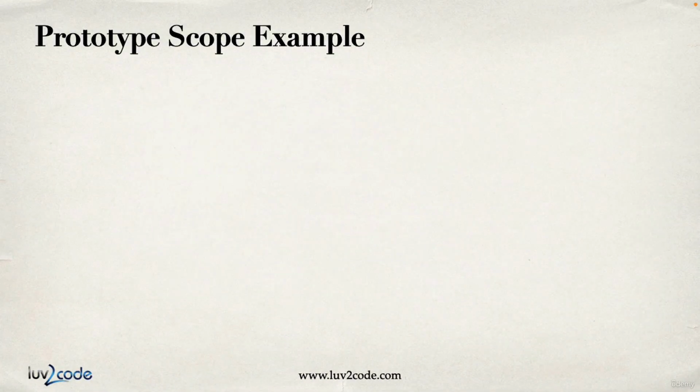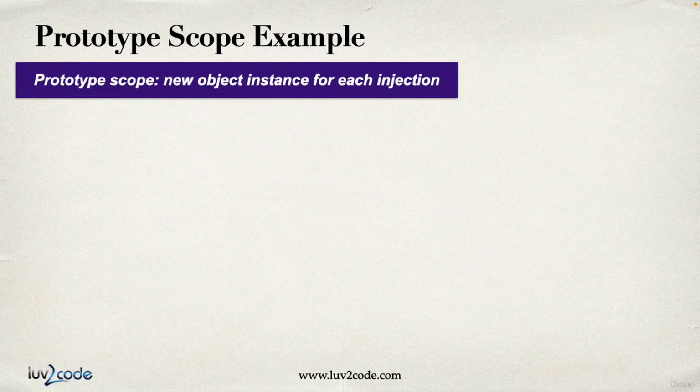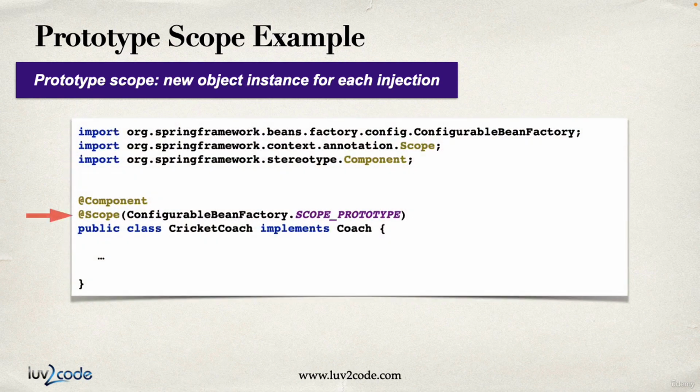Now, let's take a look at a prototype scope example. Now, with prototype scope, a new object instance is created for each injection. So we have to specify the scope on the actual class here, the bean. So CricketCoach, we have @Scope, ConfigurableBeanFactory.SCOPE_PROTOTYPE. Create a new one for each instance.